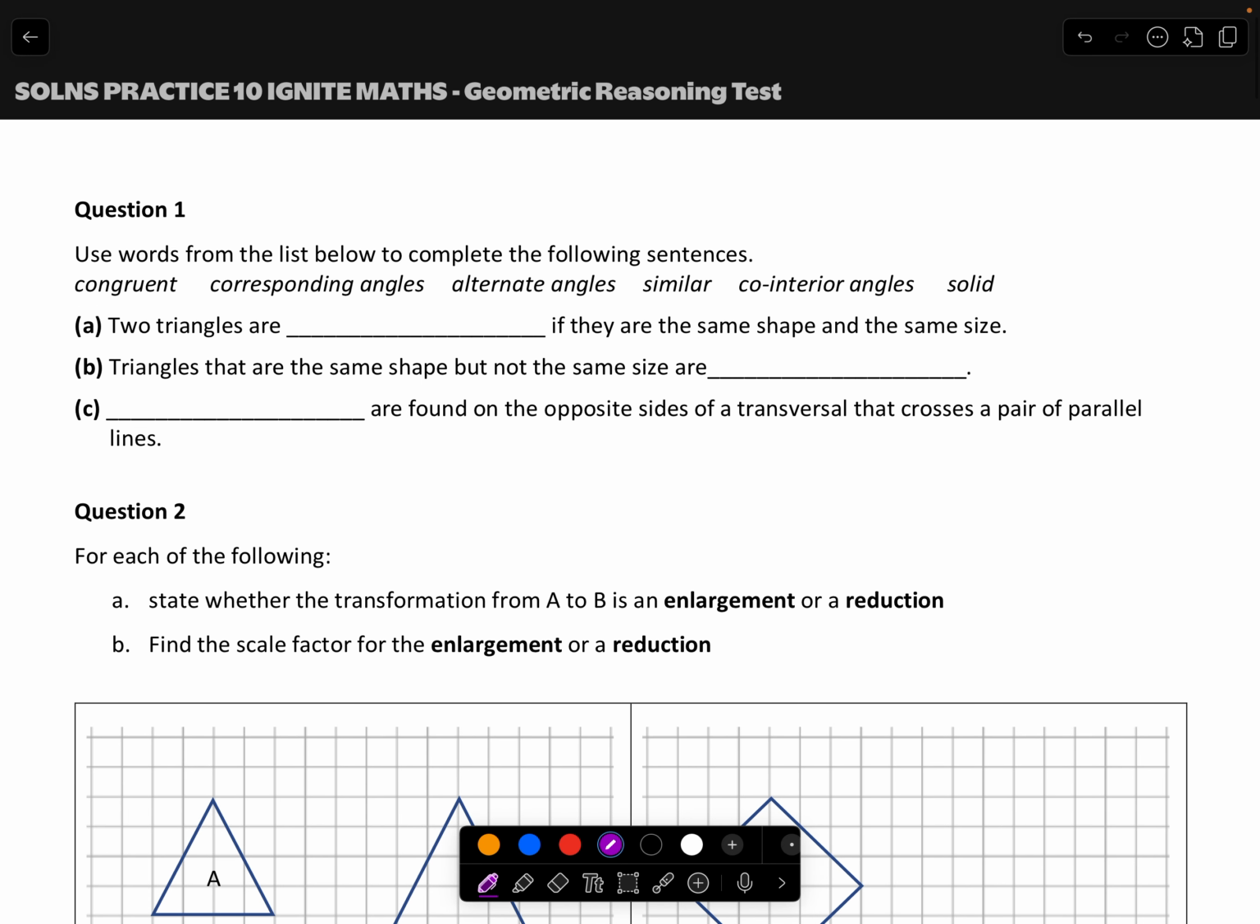Question 1, use the words from the list below to complete the following sentences. Two triangles are congruent if they're the same shape and same size. If they're exactly the same, they're congruent. Triangles that are the same shape but not the same size are similar.